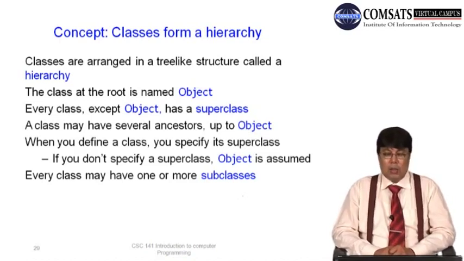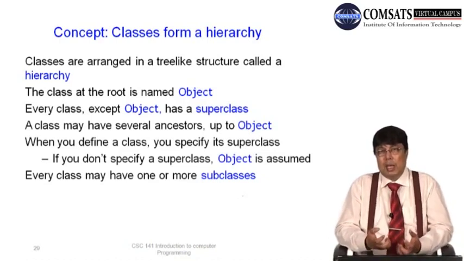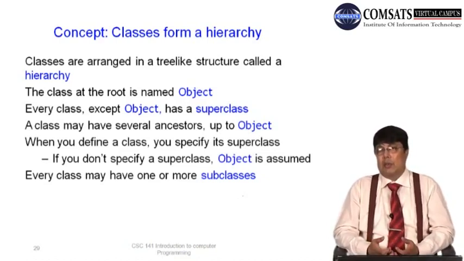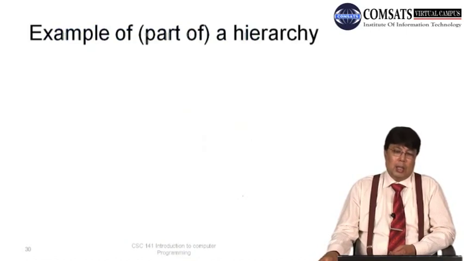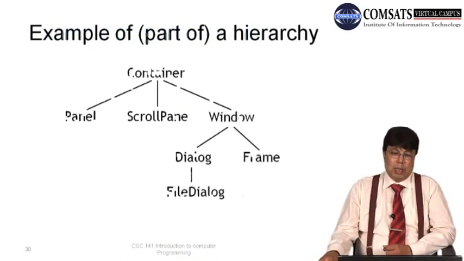So you can define a class, and you can specify its superclass also. If you don't specify a superclass, then Object is assumed. Okay? Object is assumed. Every class may have one or more superclasses. Means that the object will assume the inheritance from its class, or from where it has been defined, or has come into existence. That could only be explained with the help of an example.